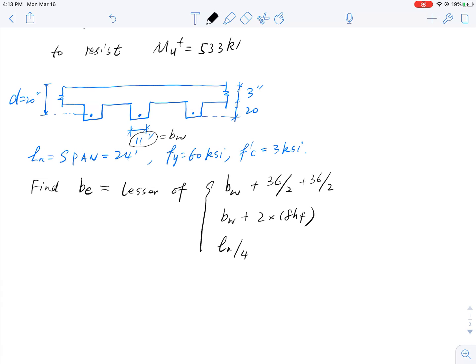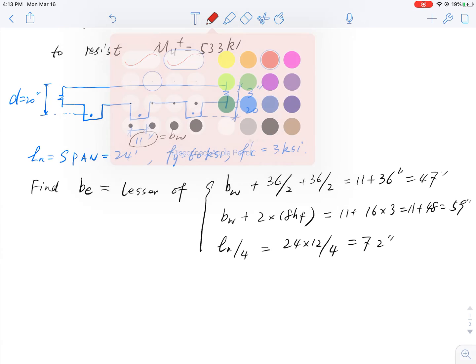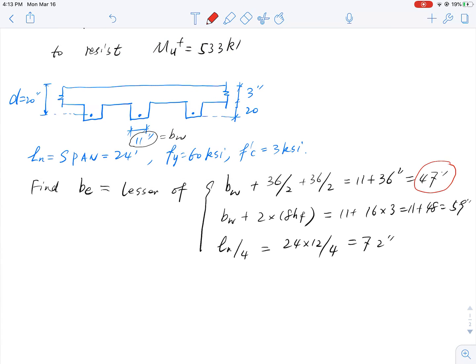From the top, I have 11 inches plus 36 inches, which gives me 47 inches. In the middle, I have 59 inches. To break it down, this is 11 plus 16 multiplied by 3, so this is 59 inches. And the last is the span length, which is 24 feet multiplied by 12 inches per foot divided by 4, and this gives you 72 inches. Now among the three, of course, the least, 47 inches, governs.